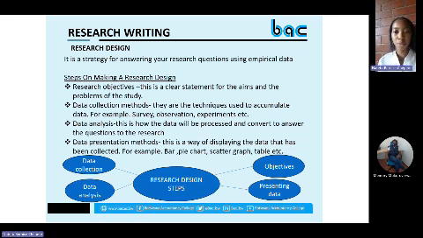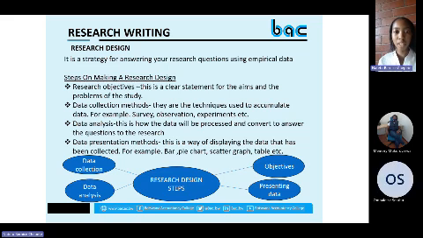The third point is data analysis. This is how the data will be processed and converted to answer the questions of the research. The last point is data presentation methods. This is a way of displaying the data that has been collected, for example, bar chart, pie chart, scatter chart, and table, etc.